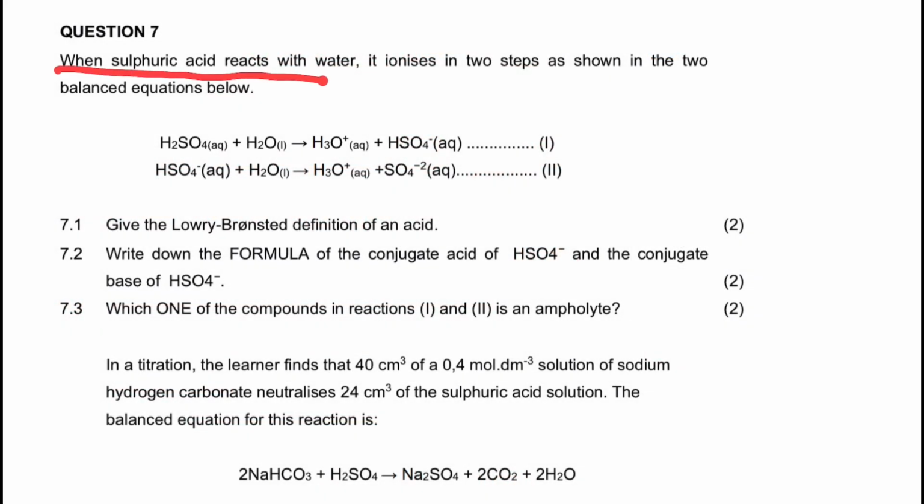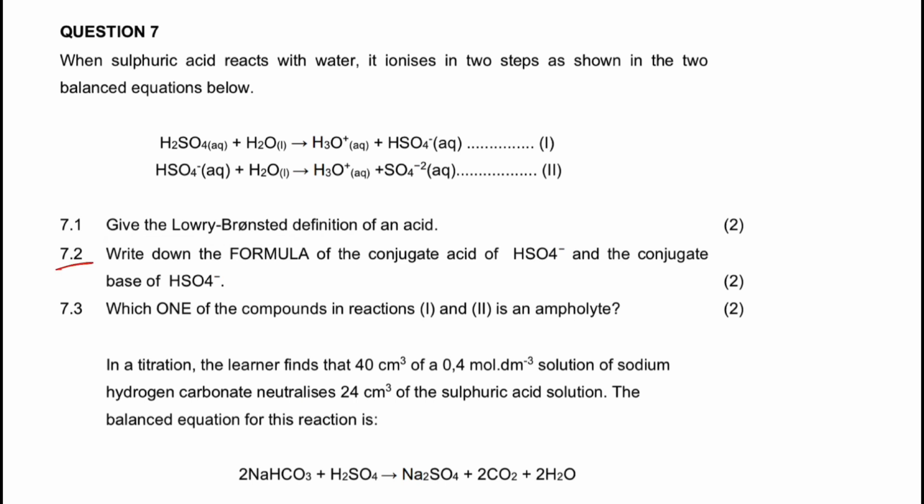When sulfuric acid, this is question 7, guys, the acids and bases. When sulfuric acid reacts with water, it ionizes in 2 steps as shown in the balanced equation. Here's the first step, ionization. The sulfuric acid donates 1 proton, it's left with 1 proton, and then you take that and dissolve it in water, and it donates the last proton, it's left with no proton. This is the two-step ionization. Give the Lowry-Bronsted definition of an acid. Lowry-Bronsted says an acid is a proton donor, right?